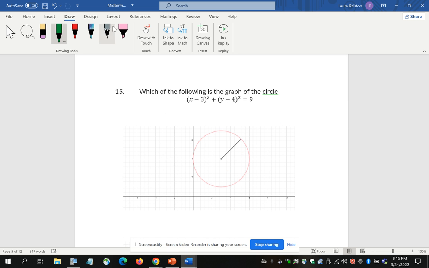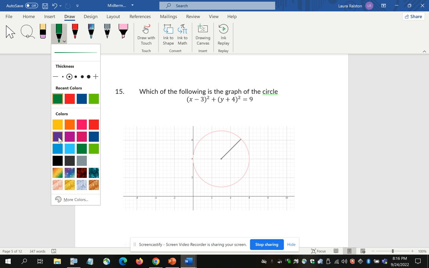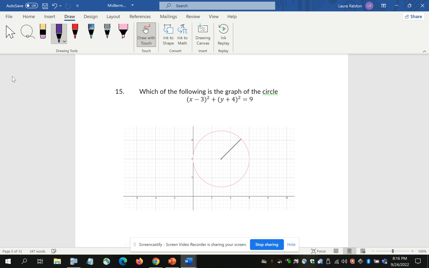All right, number 15 is a multiple choice question on the test, and you're asked to determine which of the following is the graph of the circle. So the first thing I would do in trying to graph the circle is identify my radius. So r squared is 9. If I take the square root of both sides, I find that my radius is positive 3.